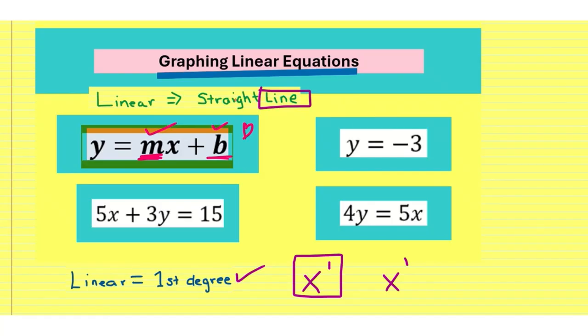Here are examples of lines. y equals -3 is a line. 5x plus 3y is equal to 15 is a line. And 4y is equal to 5x is also a line. What they all have in common is that the x always has the invisible power of 1. Now this one also has an invisible power of 1 on the x, and we'll talk about that when we get to that slide. But we're going to start with this one right here, the first one we're going to do in this video.